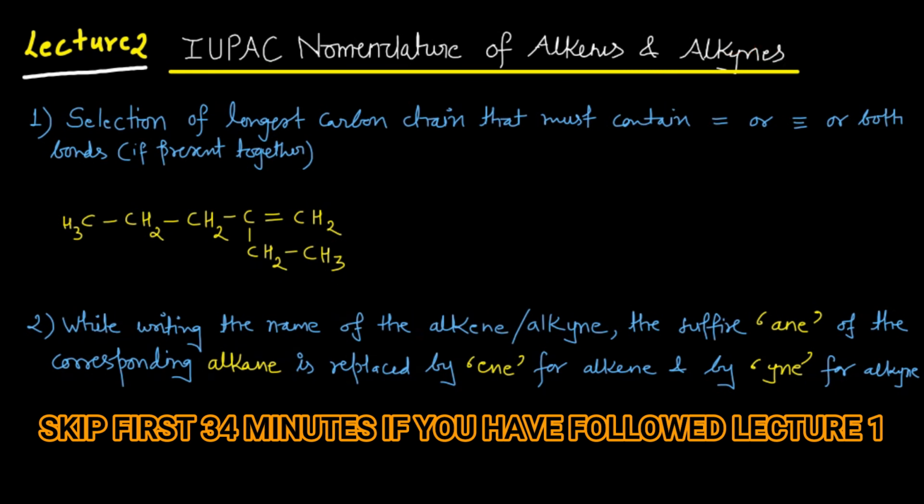As you know, unsaturated hydrocarbons are those hydrocarbons which have either a double bond or a triple bond between the carbon atoms, excluding benzene. Benzene cannot be included in the unsaturated molecules, right? So if you have followed my earlier lecture, you can straightaway skip 34 minutes of this video, because in the first 34 minutes I have again compiled all the basic things which are necessary to understand the IUPAC nomenclature.